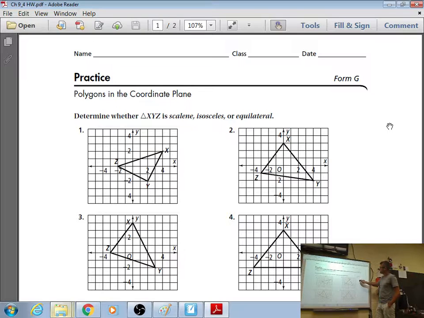So we have scalene, isosceles, and equilateral, right? How many sides do scalene have that are the same? 0. None, right? How many sides do isosceles triangles have that are the same? 2. And how many sides do equilateral have that are the same? Anyone know the trick I'm about to show you?